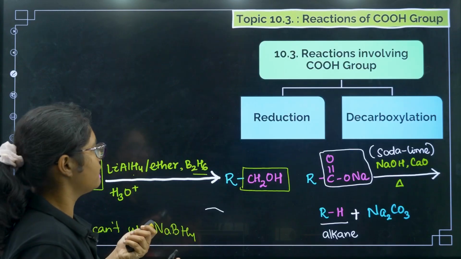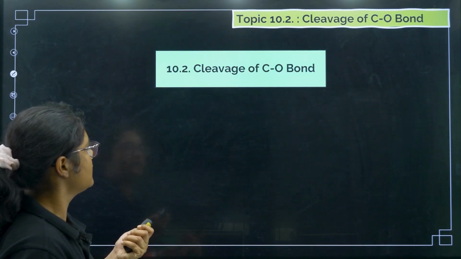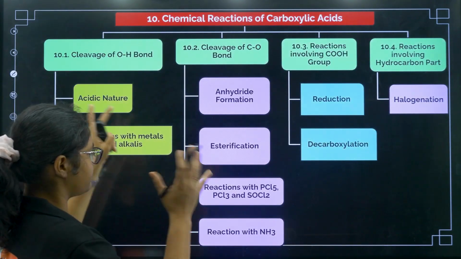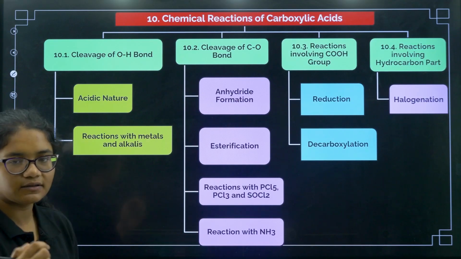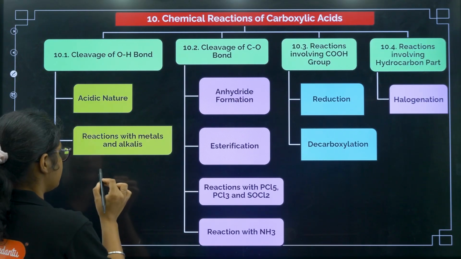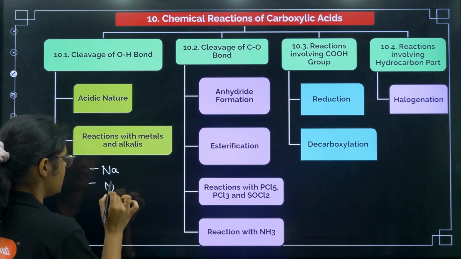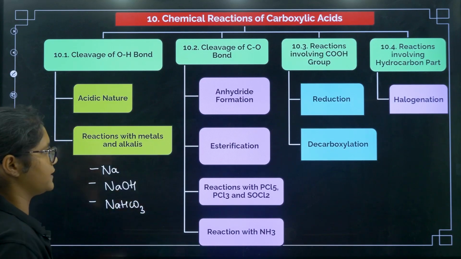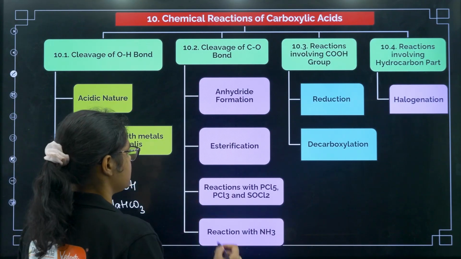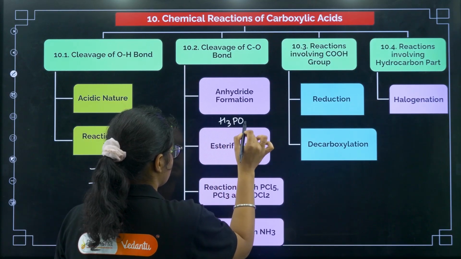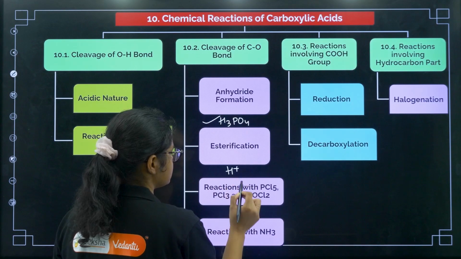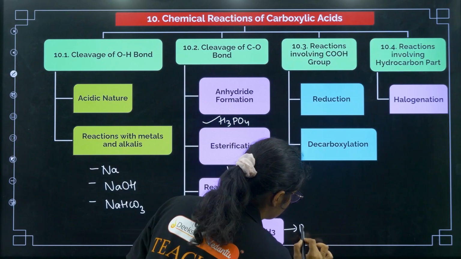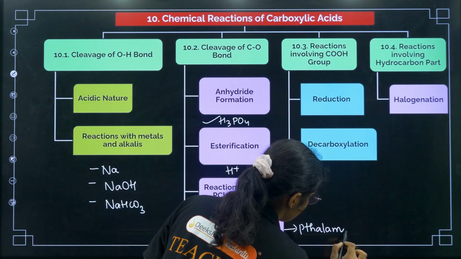Now we'll go to the first slide where we have seen all the reactions, and then quickly we will revise that. So here is the slide where we will revise everything. Under acidic nature, we have seen that an electron withdrawing group will increase the acidity. Under reactions with metals, three reactions we saw: reactions with Na, NaOH, and reaction with NaHCO3. Next, for anhydride formation, there is dehydration. You can use a reagent like H3PO4. For esterification, simply you have to use H+. Reactions with PCl5, PCl3 and SOCl2 are there. And with NH3, what is the important one that we studied? The formation of phthalimide.